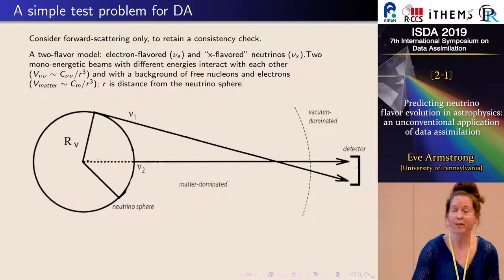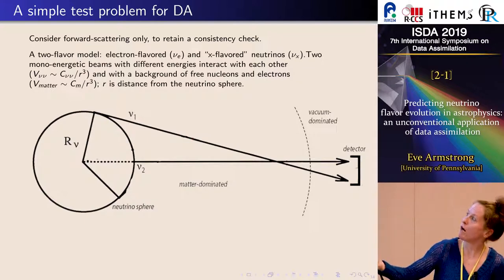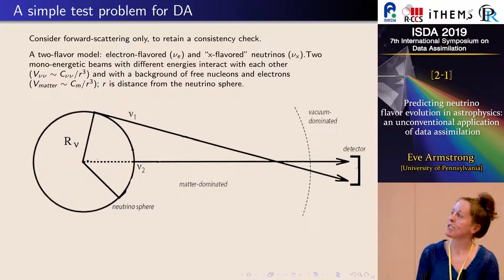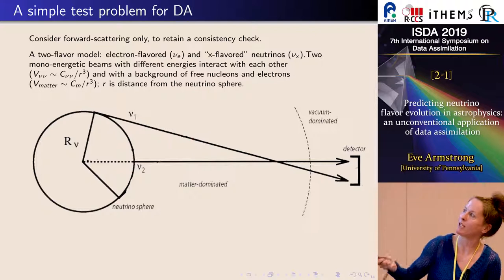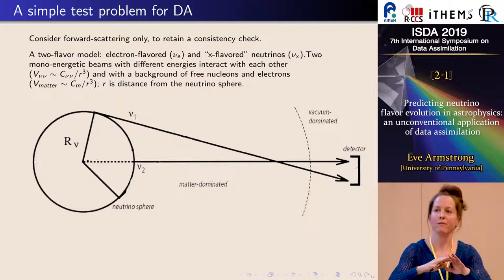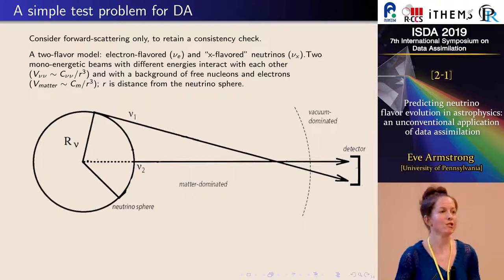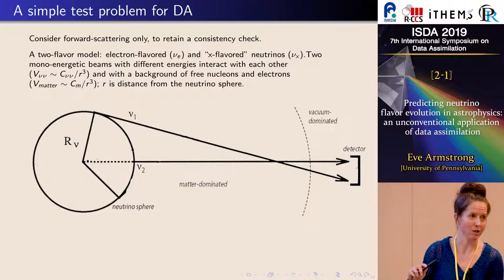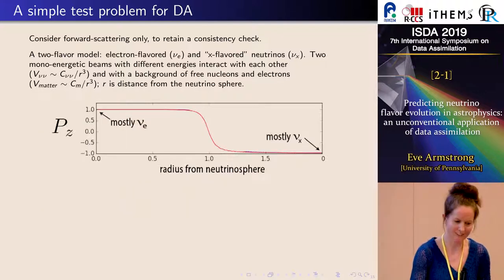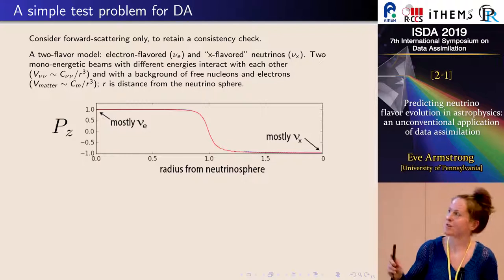And this is the same graphic I showed you a few moments ago, where we've got two beams, nu1 and nu2, with different energies, interacting with each other. The neutrinos interact with each other, so there's a nu-nu coupling potential here. And each neutrino interacts with the surrounding matter, the neutrons, protons, electrons. So we have a V-matter coupling potential. Let me explain to you how the flavor evolves in this very simple scenario.